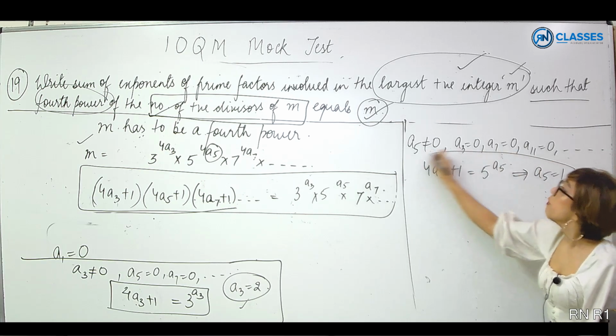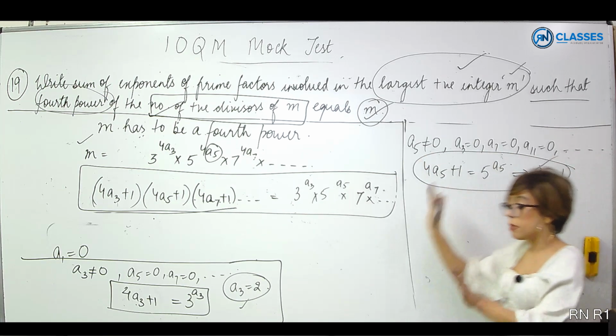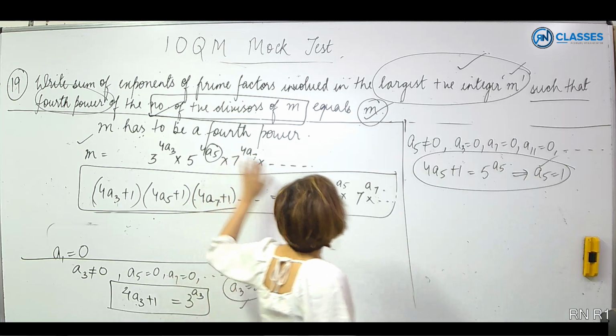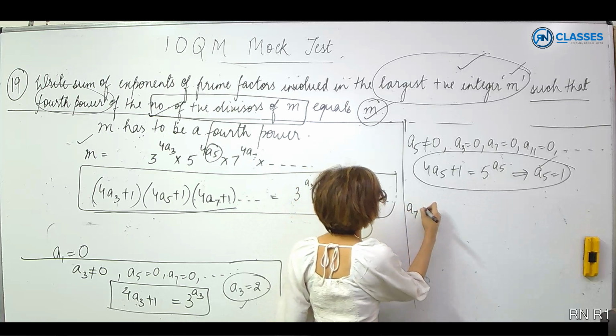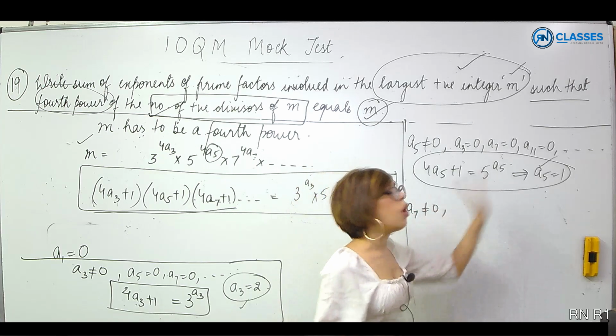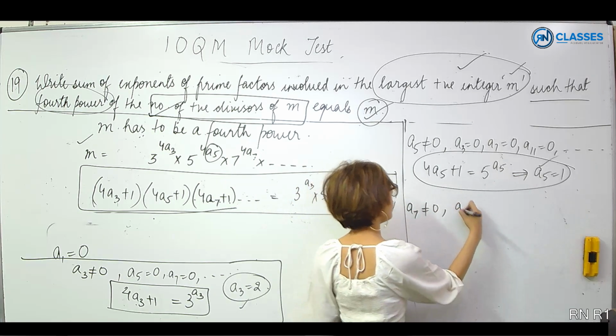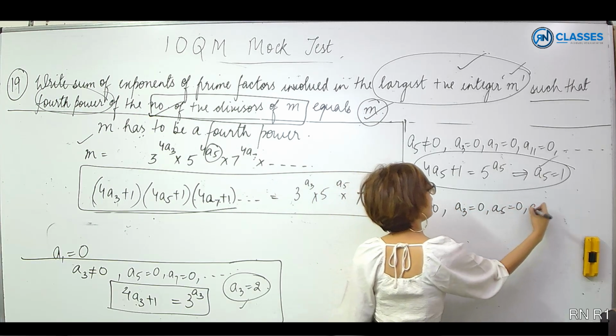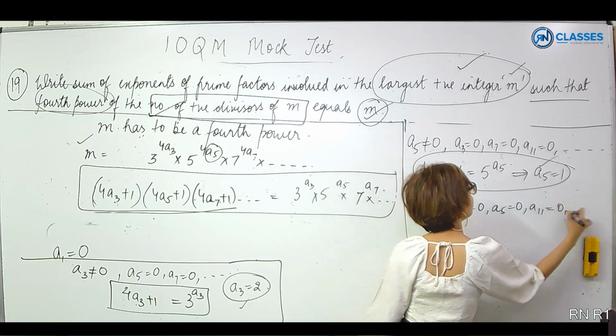That means this is one possibility because I'm getting A5, something. Right? Okay. Now, let's talk about A7 now. A7 not equal to 0, rest all of them equal to 0. Let's see what happens. So, A3 equal to 0, A5 equal to 0, A11 equal to 0, and so on.